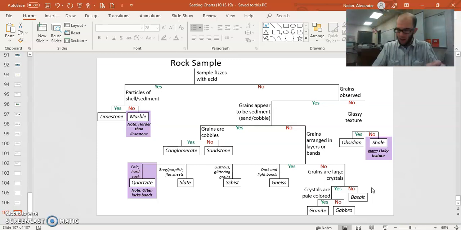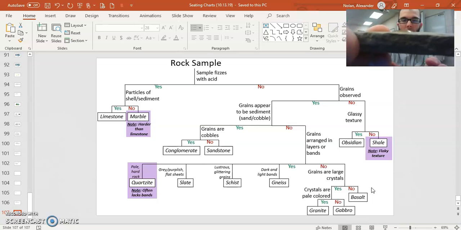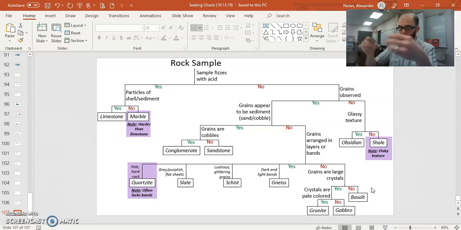Let's look at a couple of others. Here's a really good one. I always like these rocks. This is a really rough-feeling rock. Let's see what happens if we put a little drip of acid on it. I do not see any fizzing. I don't see anything going on there. So in response to our question of does it fizz, we would say no. So we're going to take a right.